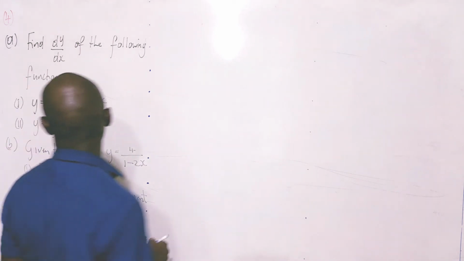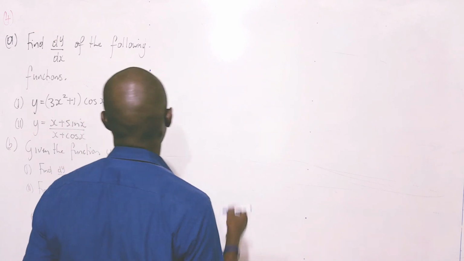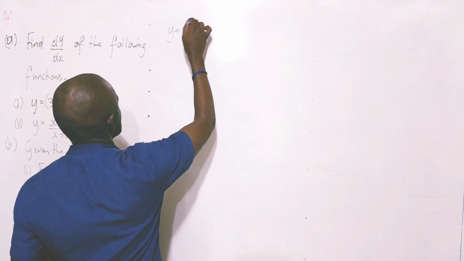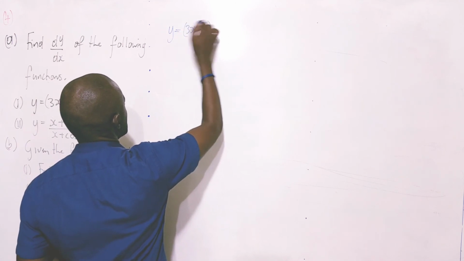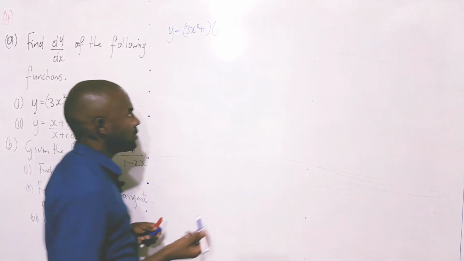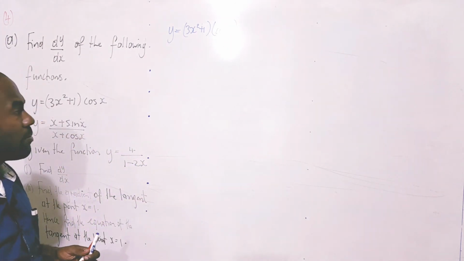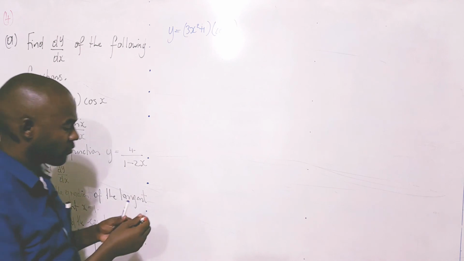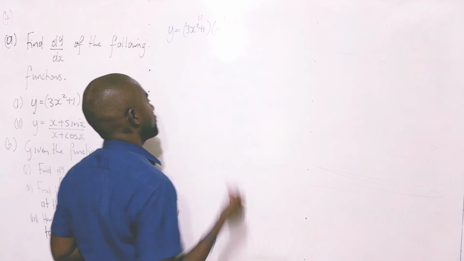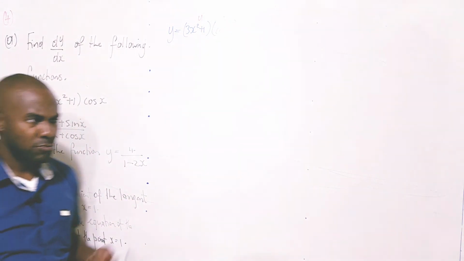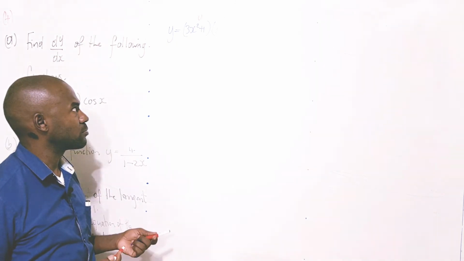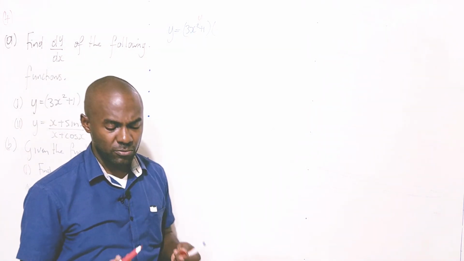So of course we'll start with part A, and the first function y is equal to 3x squared plus 1 times cos x. Looking at this, we should be able to recognize it as a product. The product, of course, we normally call the one part u and the other part v. Of course, multiplication is commutative, so it really does not matter which part we let be u and which part we let be v. Once differentiated correctly, they will always give the same result.